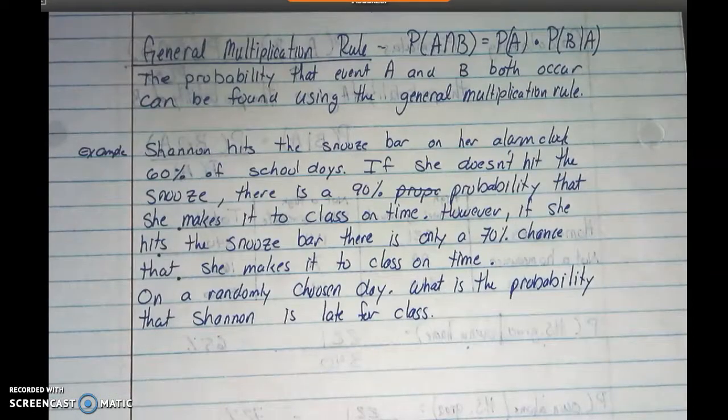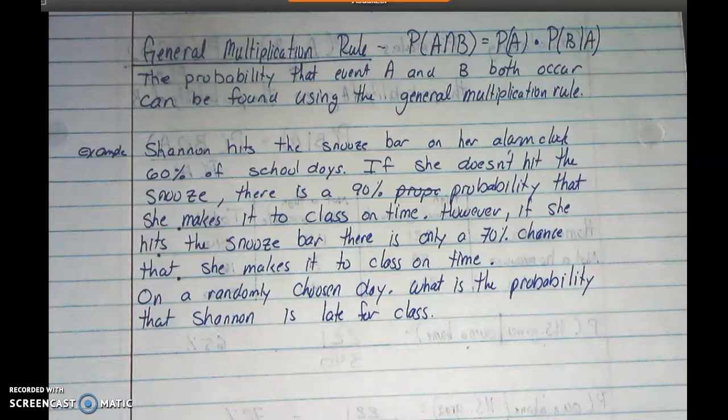Okay, so here is the long example, and everybody had to suffer as I wrote it out. Shannon hits the snooze bar on her alarm clock 60% of school days. If she doesn't hit the snooze, there's a 90% probability that she makes it to class on time. However, if she hits the snooze bar, there's only a 70% chance that she makes it to class on time. On a randomly chosen day, what's the probability that Shannon is late for class?